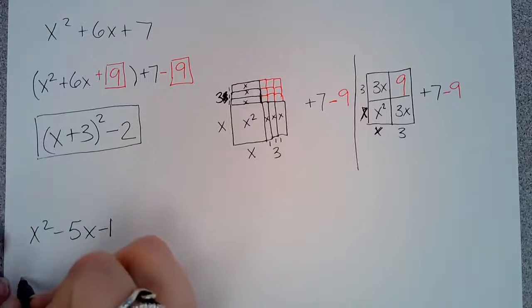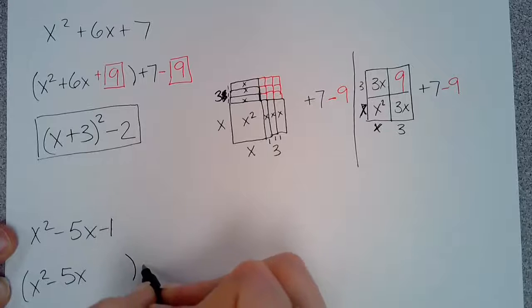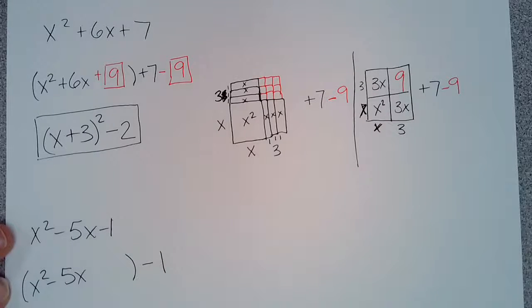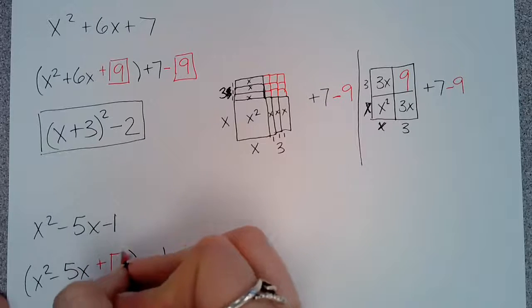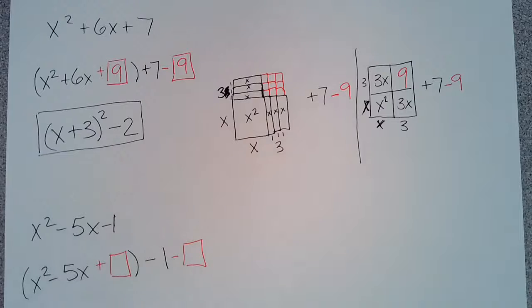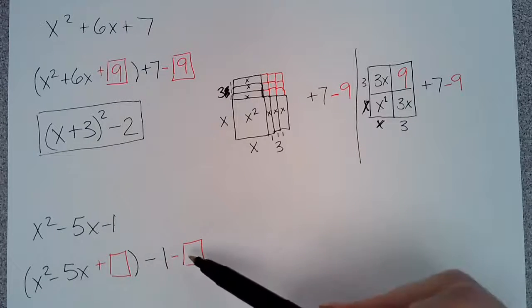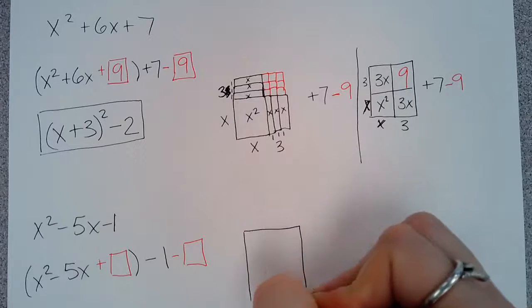I'm going to separate this out so that the x squared and the -5x are together, and then leave the -1 outside of those parentheses. I'm going to add something in here, and then I'm going to subtract the same thing out here to balance my expression. Make it so that I didn't add or change anything to my expression. So I'm going to use my area model to help me with that.